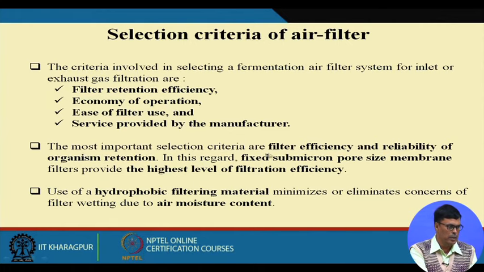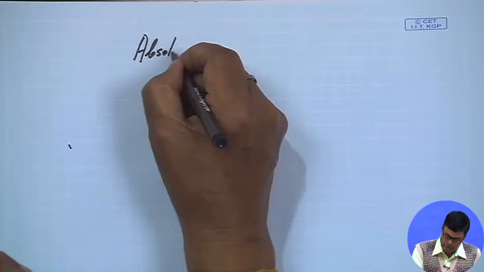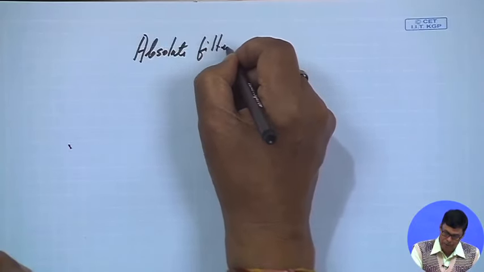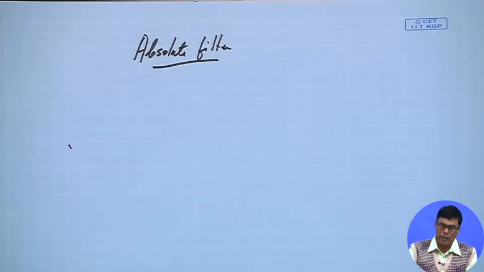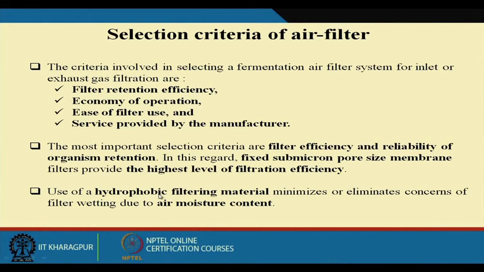The most important selection criteria are filter efficiency and reliability of organism retention. In this regard, the fixed submicron pore size membrane will provide the highest level of filtration efficiency. Now, I was saying that there is a term called absolute filter. Absolute filter means, suppose we use a membrane with a definite pore size of 0.5 microns. Whatever particle is more than 0.5 microns is retained in the filter. So all the particles will be removed, that is the absolute filter. Now, using a hydrophobic filter material minimizes or eliminates the concern of filter wetting due to the air moisture content. This is another important characteristic we have.